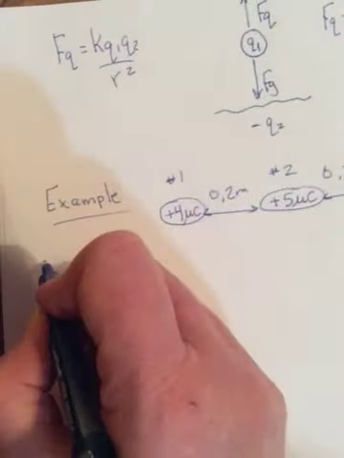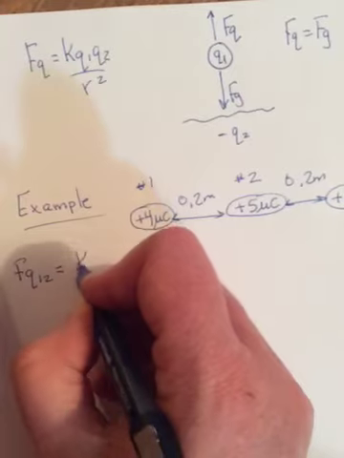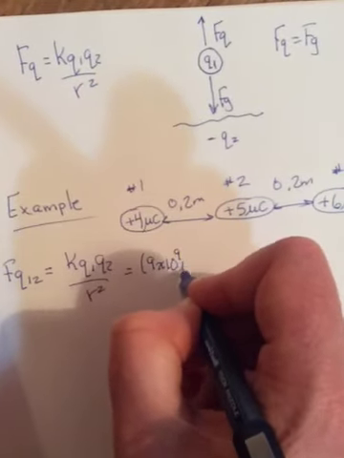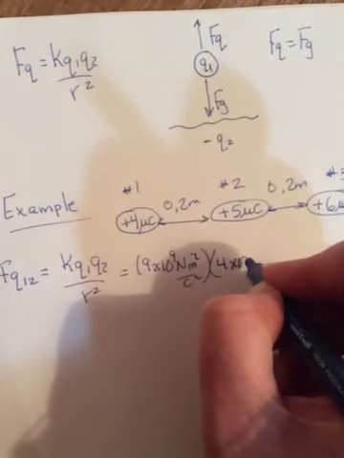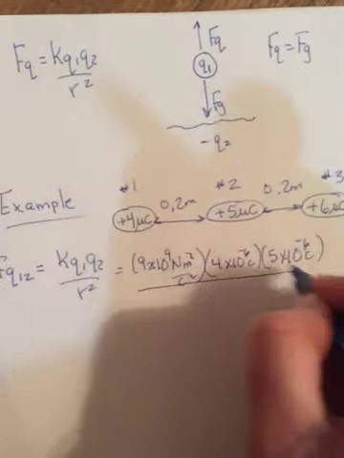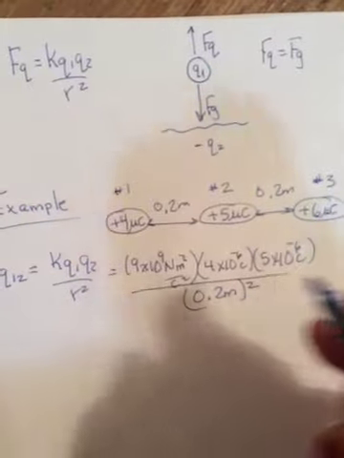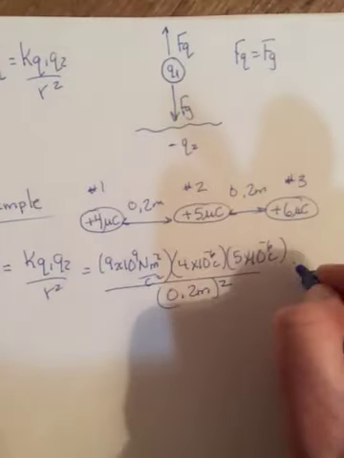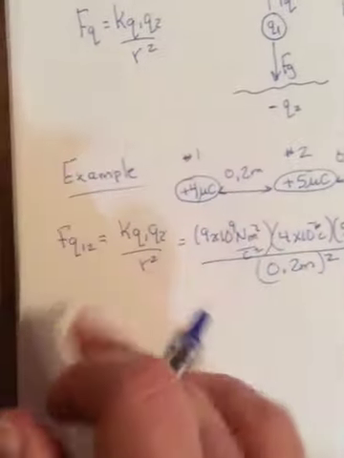The first thing you have to do is find out what is FQ12. What's the force that number 1 is putting on number 2? So you would do KQ1Q2 over R squared. So it would be 9 times 10 to the 9th newton meters squared per coulomb squared, times Q1, which is 4 times 10 to the negative 6, Q2 is 5 times 10 to the negative 6, and the distance is 0.2 meters, squared. So that's 4. I think it should end up being 4.5, right? Because that cancels. Yeah, 4.5 newtons, I believe. And it's positive, which means it's a force of repulsion.